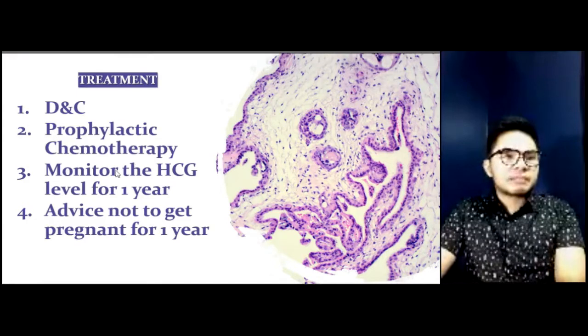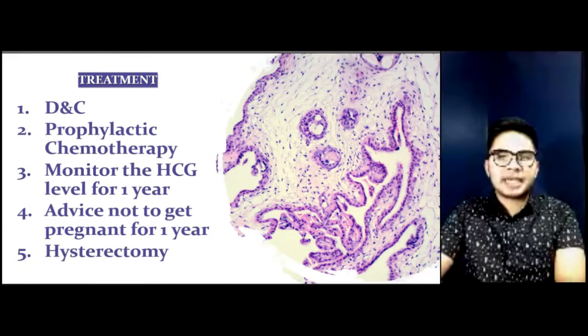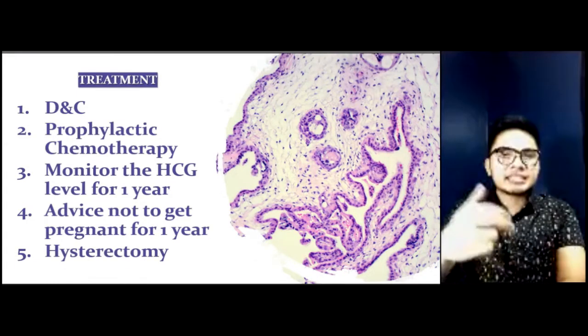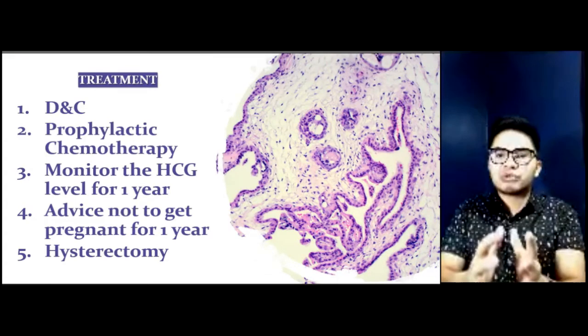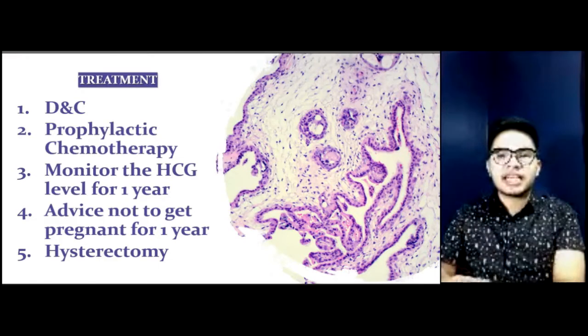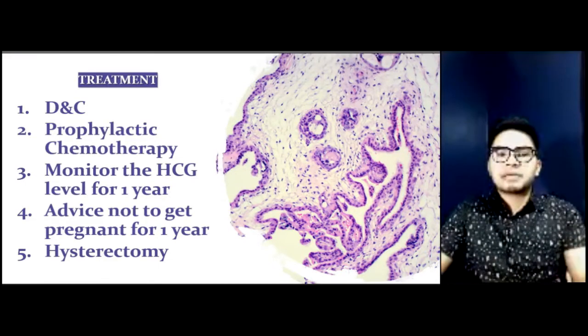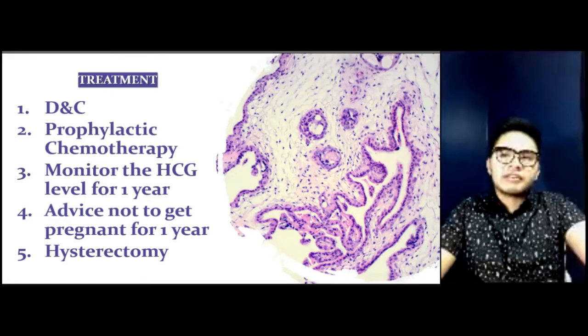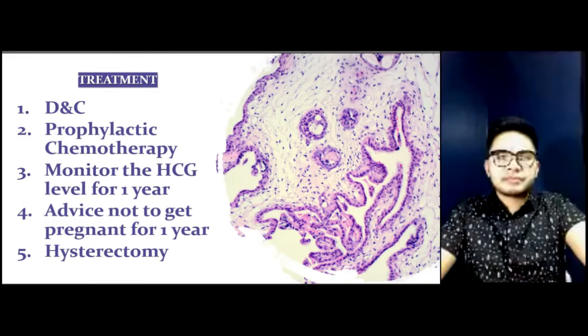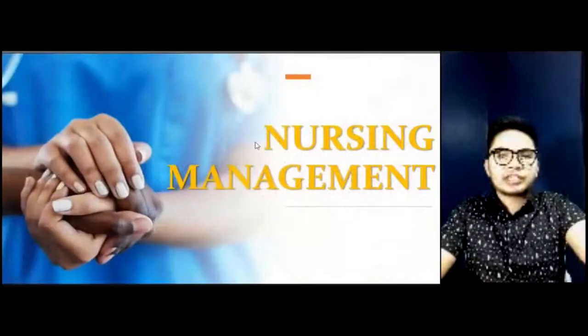Number five treatment is hysterectomy. It is the removal of the uterus. But the downside for the mother is that she can no longer become pregnant. Hysterectomy is advised for multipara mothers. Now, let's move on to the nursing management.